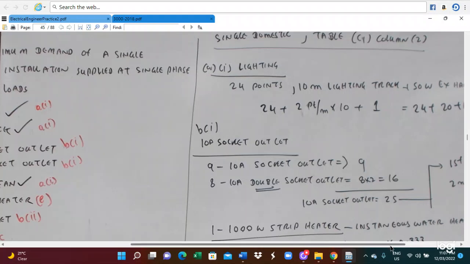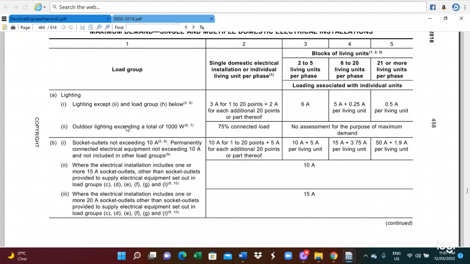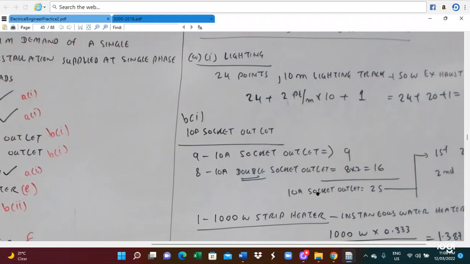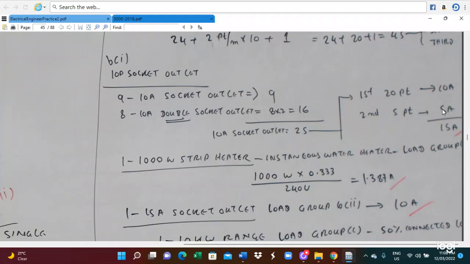So how to calculate the socket outlet? Socket outlet is load group B1. For the first 20 points we take 10 ampere. For another additional 20 points we take 5 ampere. So therefore, the total socket outlet is 25. For the first 20 points we take 10 ampere, for the additional 5 points we take 5 ampere. So there we get 15 ampere.